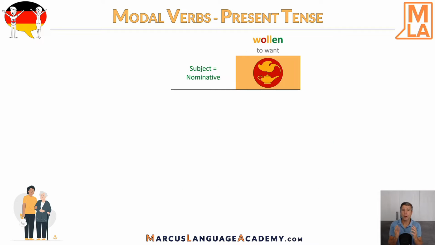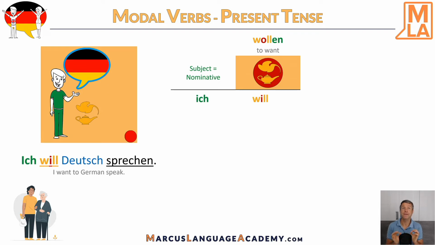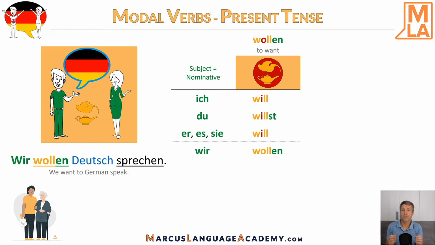Okay, although our next modal verb wollen does not have an umlaut, the root of the verb still changes in the singular. Ich will. Ich will Deutsch sprechen. I want to German speak. Followed by du willst und er will. And the plural again is regular. Wir wollen Deutsch sprechen. We want to German speak. And the rest is ihr wollt und sie wollen.